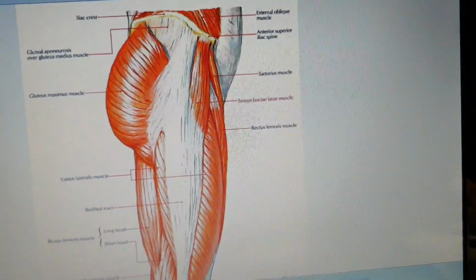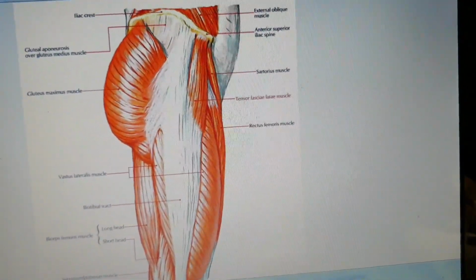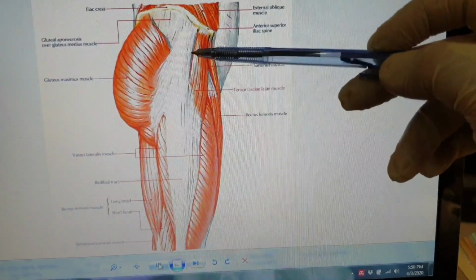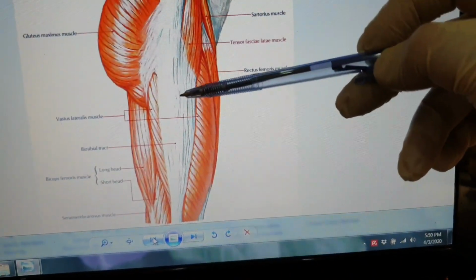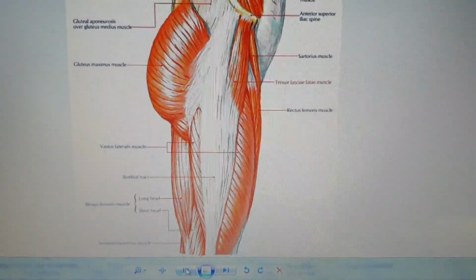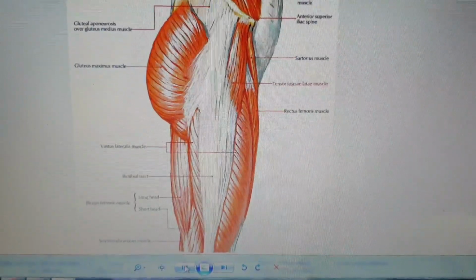As the name indicates, it is the tensor of the fascia lata. As the iliotibial tract is a part of the fascia lata, the tensor fascia lata is going to keep this thing tense. So it is called the tensor fascia lata.